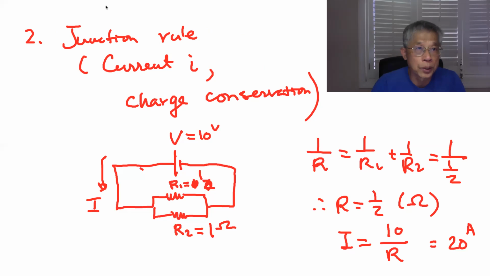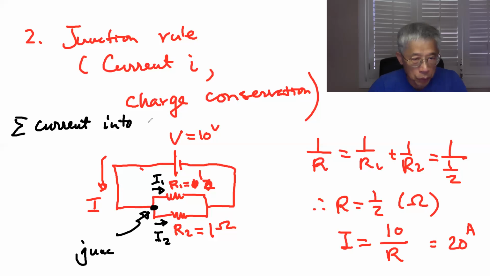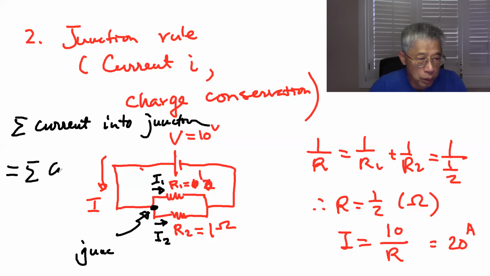Now, what is the junction rule? Junction rule says the following. I'm going to call this I, call that I1, and call this I2. So I'm going to pick this junction right there. So that's my junction. The junction rule says that the summation of all the current entering into a junction is equal to the summation of all currents out of the same junction.